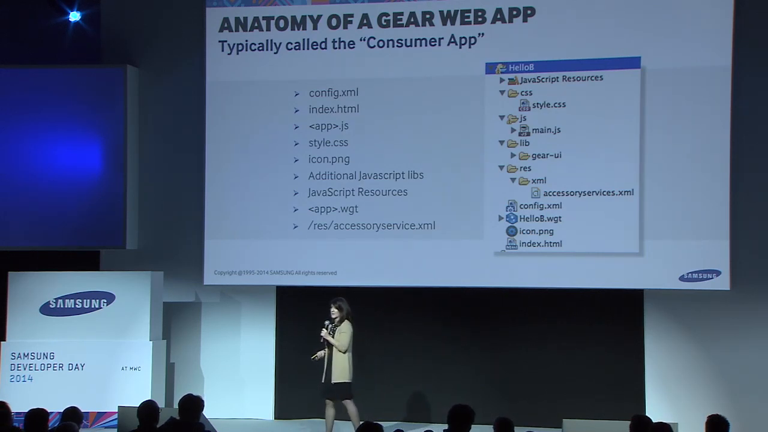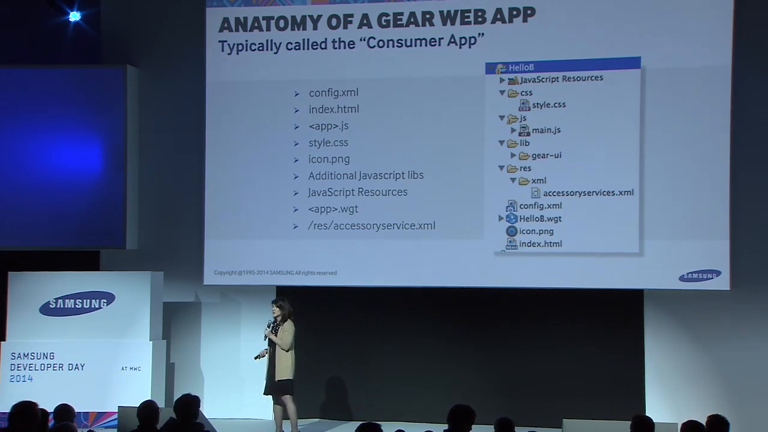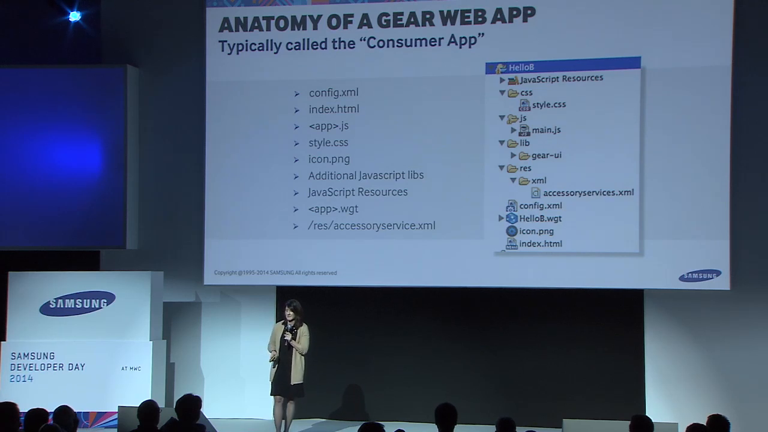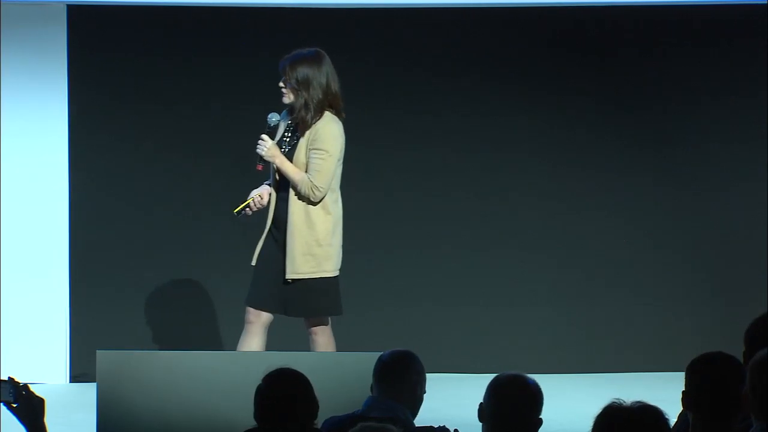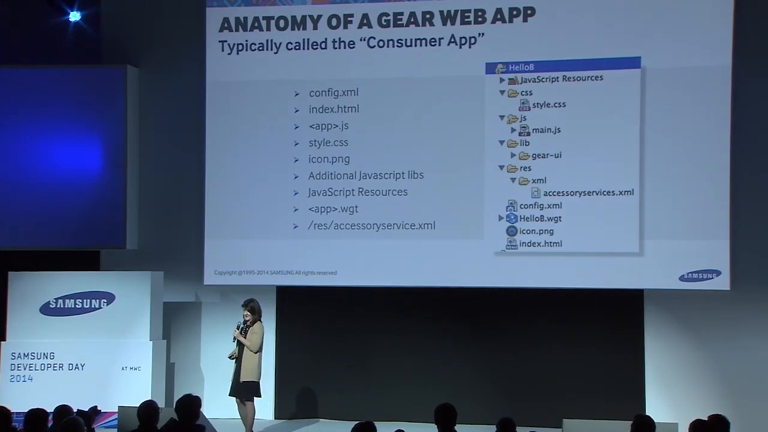You've got your style sheet. You've got your JavaScript file, which is where your logic is. You've got your additional JavaScript library folder. So we do provide a default UI framework for you, gear.ui.js. You don't have to use it, but it's there for you. And then there's the widget file, the WGT. It actually is just a zip file, so you can open it up and look inside. And then your resource directory contains your accessory services file.